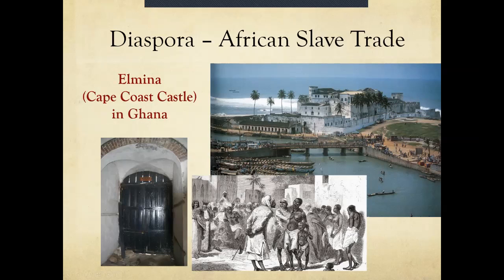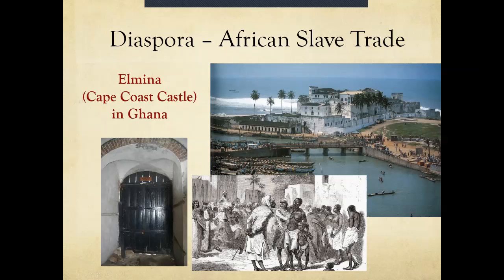So one of the most famous of these locations, right? So this is going to be the West African slaves. The slaves are going to be brought from the interior to the coastline. And then here the slave ships will arrive. And the most famous one here is in Ghana, called Elmina, the Cape Coast Castle. And you can see the pictures of it here and the point of no return.